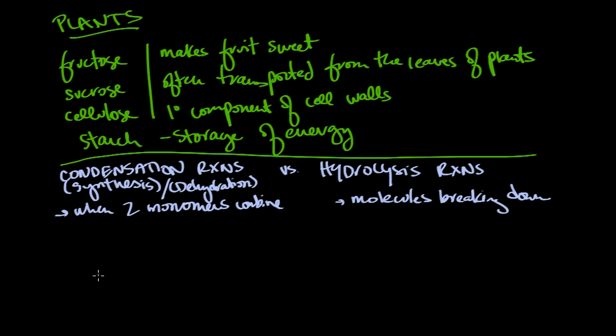So we need to talk about these in terms of monosaccharides, disaccharides, polysaccharides. When we're talking about carbs, we're talking about the saccharides. And so when we put two monosaccharides together, we get a disaccharide, and we add yet another monomer and continuously do that, we get polysaccharides.